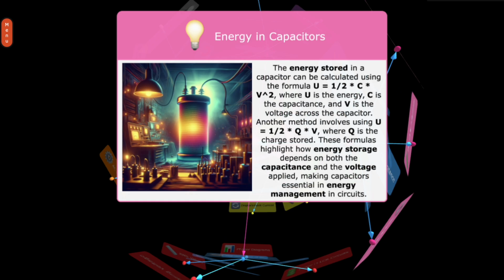The energy stored in a capacitor can be calculated using the formula U = 1/2 * C * V², where U is the energy, C is the capacitance, and V is the voltage across the capacitor. Another method involves using U = 1/2 * Q * V, where Q is the charge stored. These formulas highlight how energy storage depends on both the capacitance and the voltage applied, making capacitors essential in energy management in circuits.